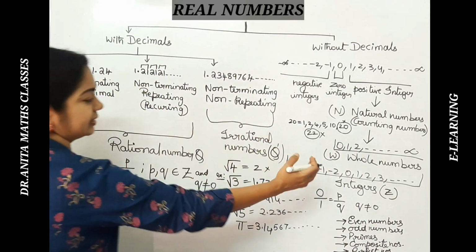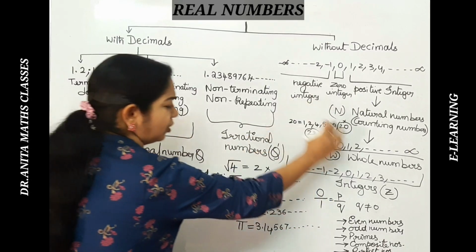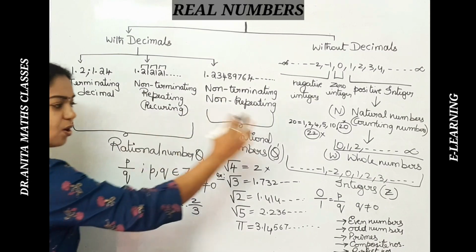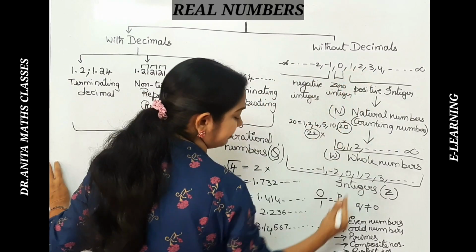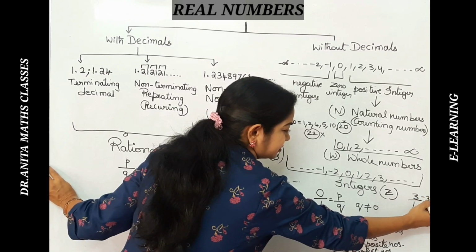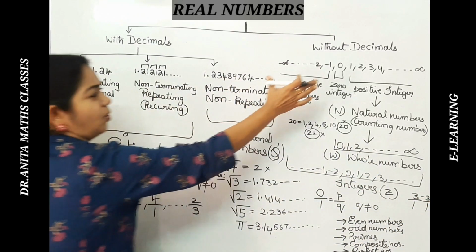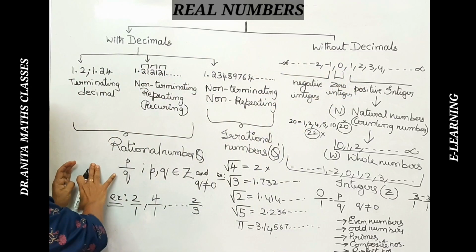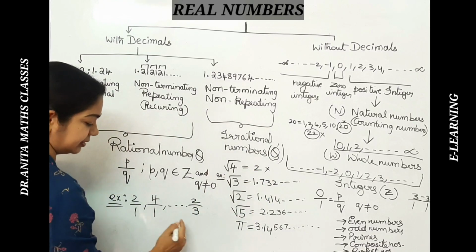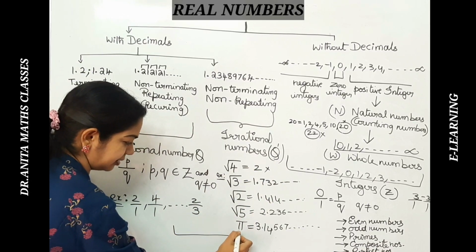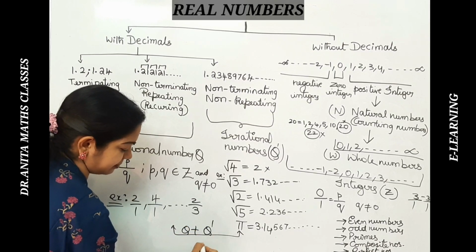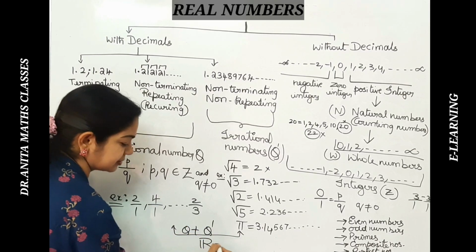Now we can sum up here. All integers are rational numbers, right? Because if you take any number, say 3, I can write 3 upon 1. If I take minus 3, minus 3 upon 1. So all these integers are rational numbers, and those which are not rational are irrational numbers. Finally, we can sum up that rational as well as irrational numbers are real numbers.